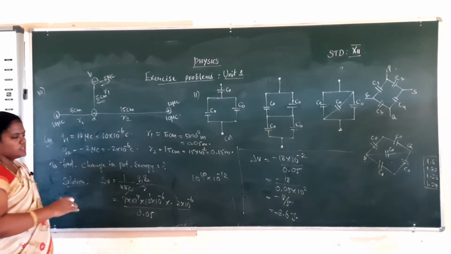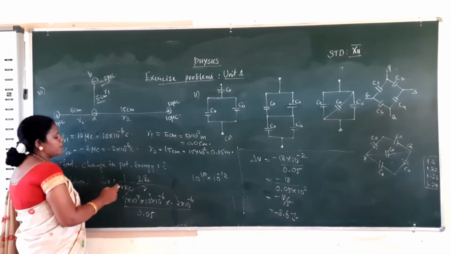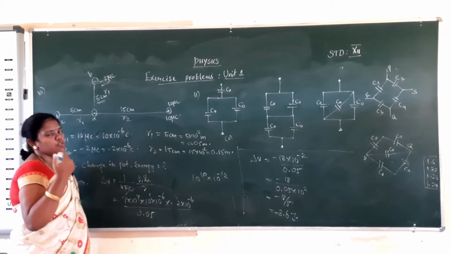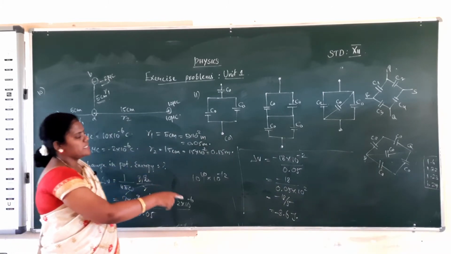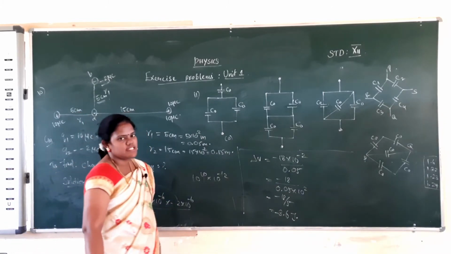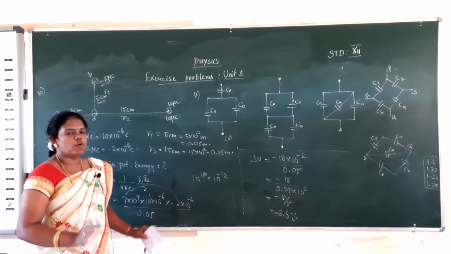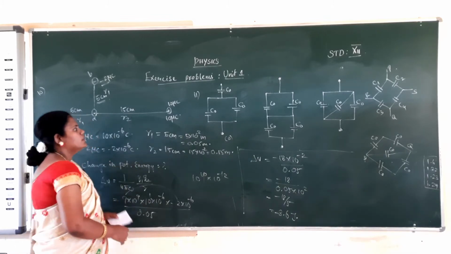So the electrostatic potential energy formula is U is equal to 1 by 4 pi epsilon naught Q1 Q2 by R. Substitute the Q1 value, substitute the Q2 value, substitute the R value. After substituting all the values, you easily get the answer, that is minus 3.6 joule. So first you should learn the formulas in this lesson. After that you have to work out all the problems. Then go for the next one.